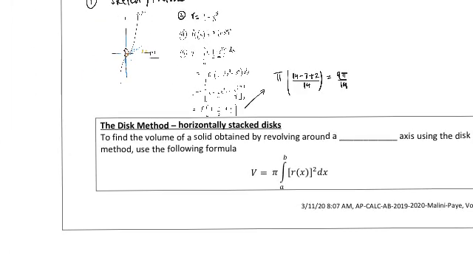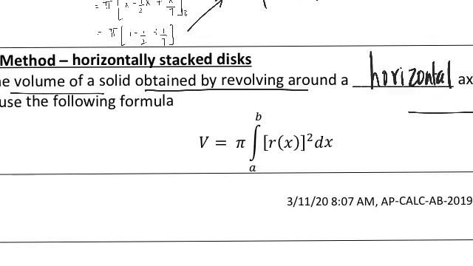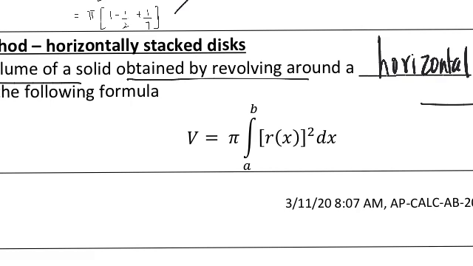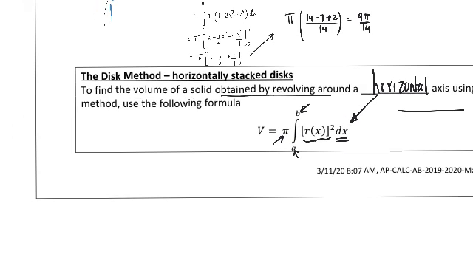And in general, to find the volume of a solid obtained by revolving around a horizontal axis, notice that in both of those examples we were revolving around a horizontal axis. We use the disk method and this formula, which is the volume of the solid is pi, you can pull the pi out, integral from a to b of the radius function squared dx. Notice that if we're stacked horizontally, we integrate dx, and this function is in terms of x. Let's now talk about vertically stacked disks.